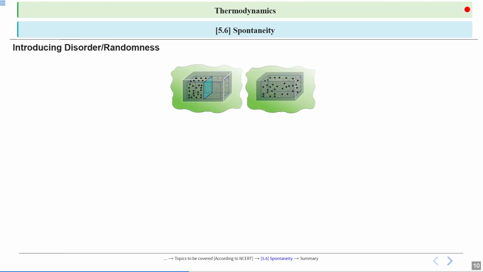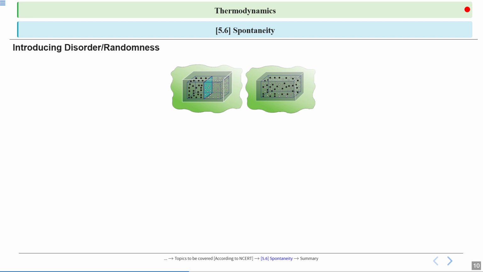So here is a diagram for the same. You can see that we are keeping two types of balls. On the right hand side we have white balls, on the left hand side we have black balls, and in between we have a blue partition. As soon as we remove this blue partition, you can see on the right hand side that these two gases are mixing without any external agency. Now in this process, the enthalpy change is almost zero, but still this process is going on by itself.